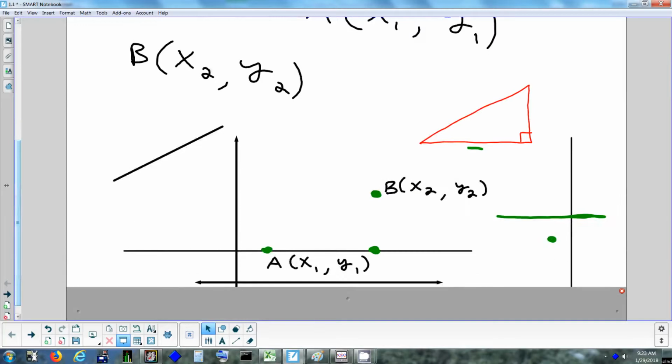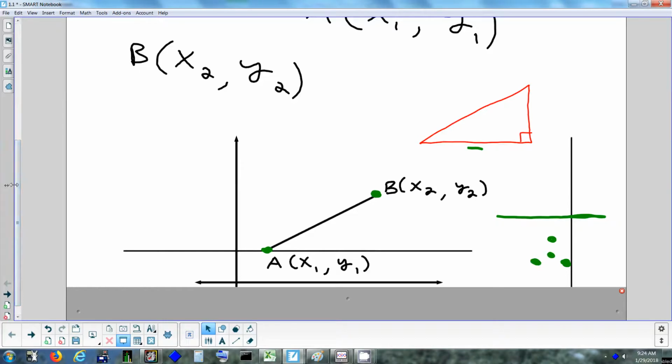Now, I drew them both in the first quadrant. That doesn't matter. You could put them in any quadrant. It's just first quadrant is going to make it a little easier to think about. And the goal is to find the length of that segment. Okay, that's what the distance formula does.